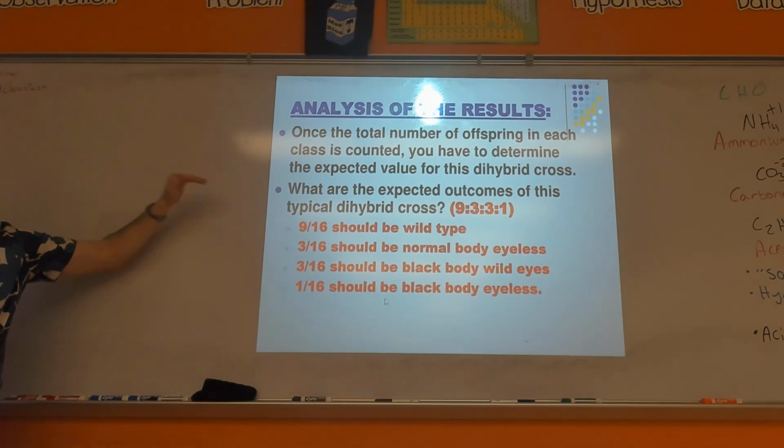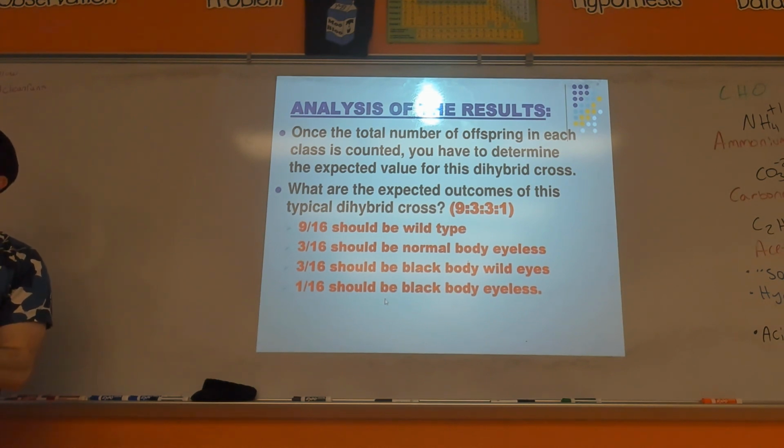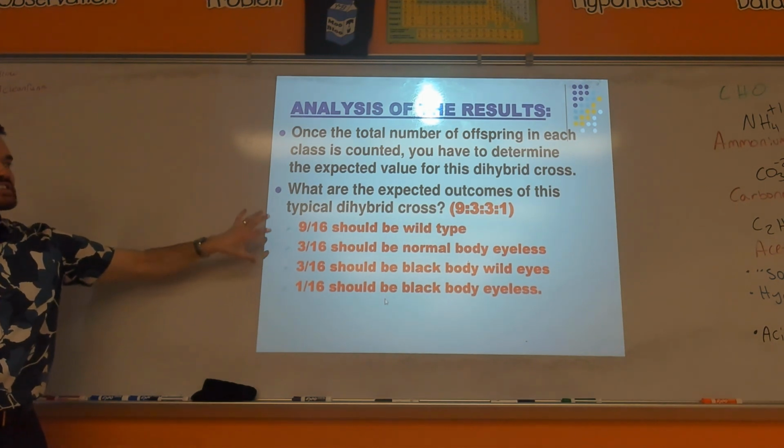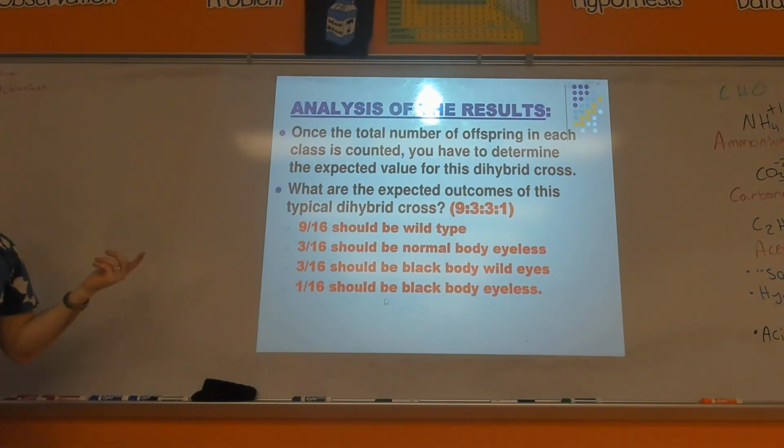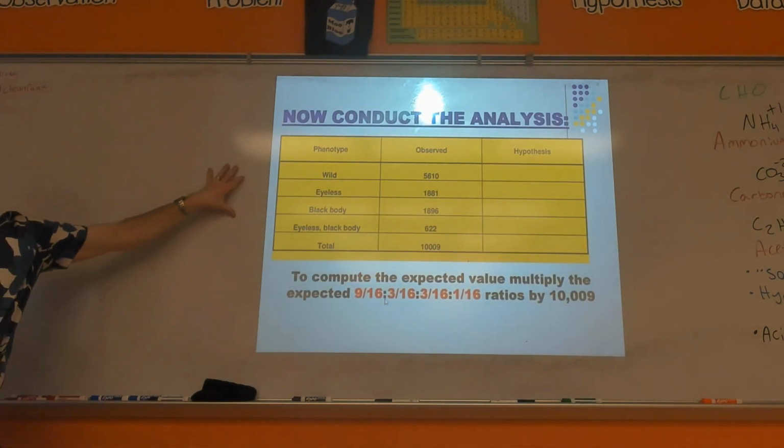Now, what your null hypothesis would say is that you should get a 9-3-3-1 ratio of phenotypes. Meaning, 9 out of every 16 flies should be the wild type, 3 out of 16 should be normal body and eyeless, 3 of 16 are black body and wild eyes, 1 of 16 are black body and eyeless. So you need to find your expected and then compare that to your observed. You'd have a little table here.